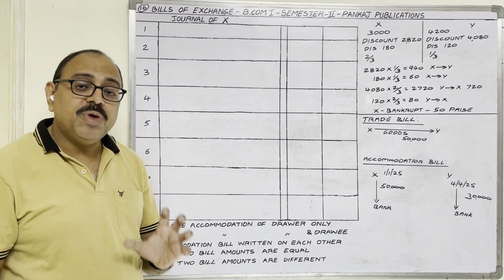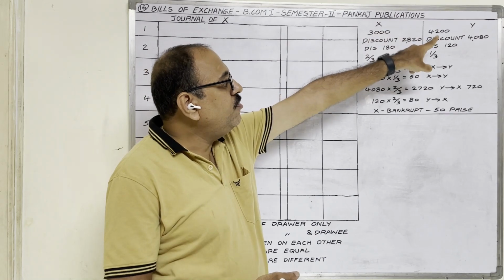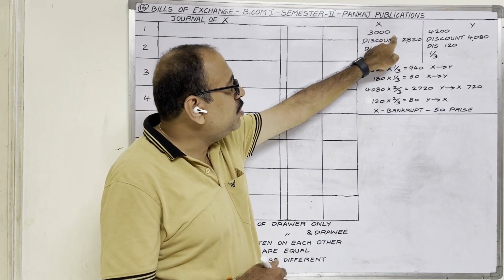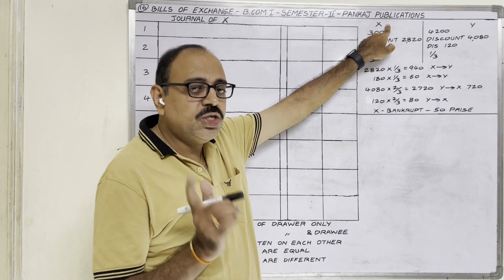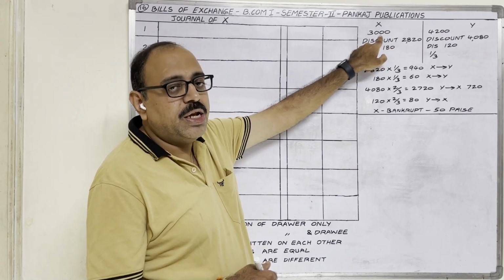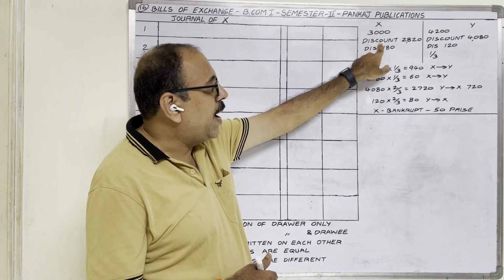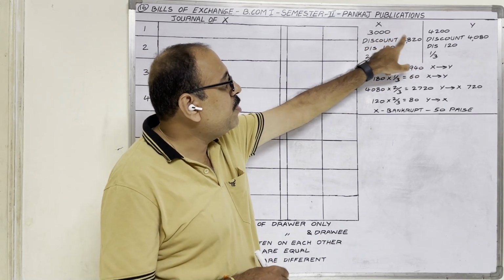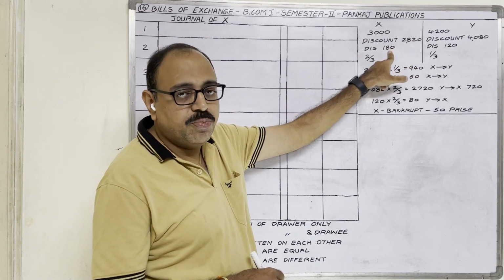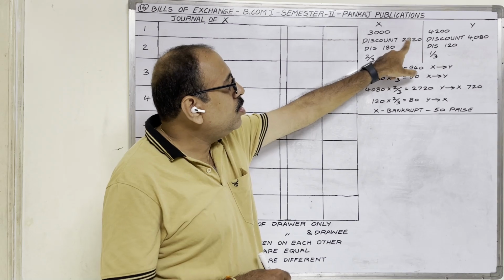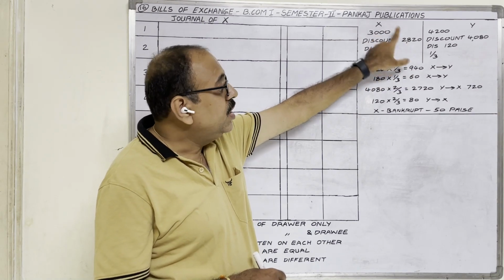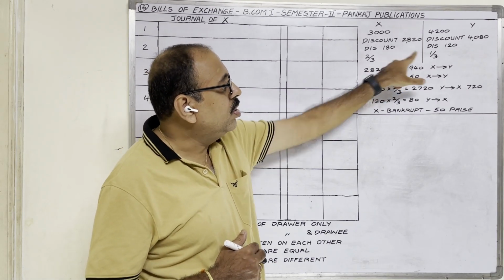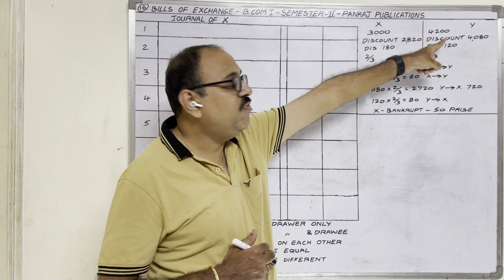Now let us understand the present problem. X prepared a bill on Y for 3,000 rupees and received acceptance from Y. So for this 3,000 bill, X is the drawer and Y is the drawee. After receiving the acceptance, X discounted this bill with the bank for 2,820. Means the discount loss is 3,000 minus 2,820, 180 rupees. So from the bank, X received 2,820 rupees now. Of this amount, 2/3 he is keeping with him and the remaining 1/3 amount X is giving to Y.